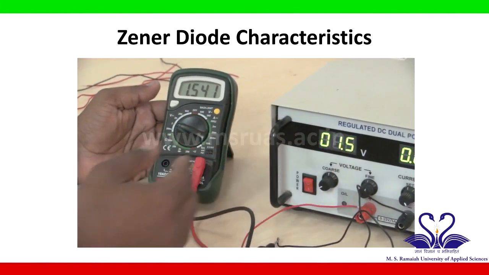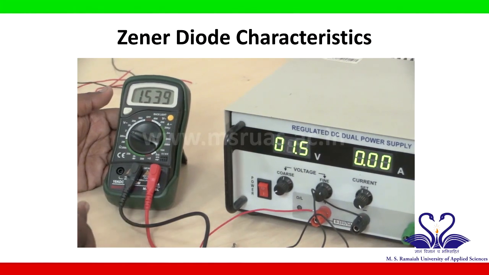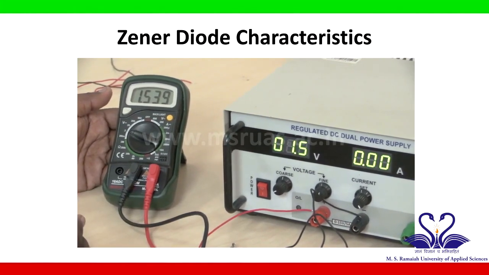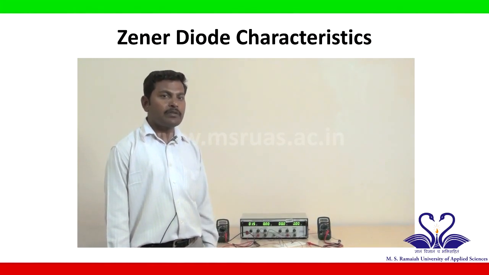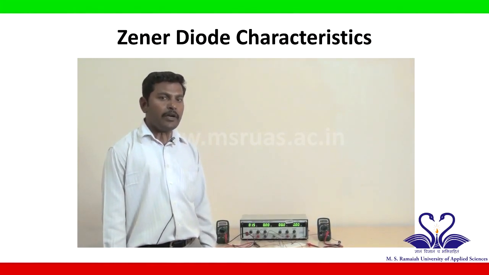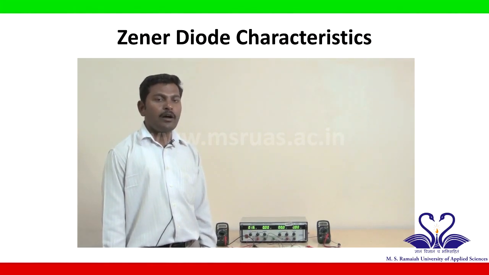We will vary this input voltage in steps of 0.5 up to 12 volt and note down the corresponding readings in the tabular column. Now we have finished with the Zener diode reverse bias circuit connections, and we have noted the reverse bias readings in a tabular column. Based on these readings, we will plot the VI characteristic of a Zener diode.